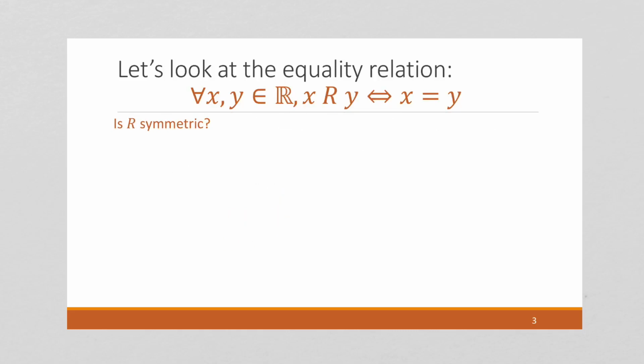Okay. Is equality symmetric? Well, again, I'm going to put out the definition of symmetry. R is symmetric if and only if for all x and y in our domain, in this case the real numbers, if x is related to y, then y is related to x. Right? So is that true for the real numbers? Is that true for equality? Well, yeah.